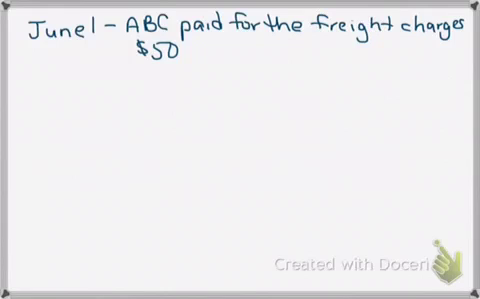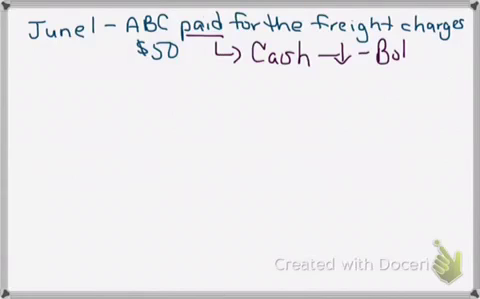Then we get to the next one. It says ABC paid for the freight charges, and it was $50. So the key word that we see right here is the word paid. Well, we know paid means cash, and if we pay for something, our cash balance is going down. That means that the cash will be on the bottom. That is going to be our credit.